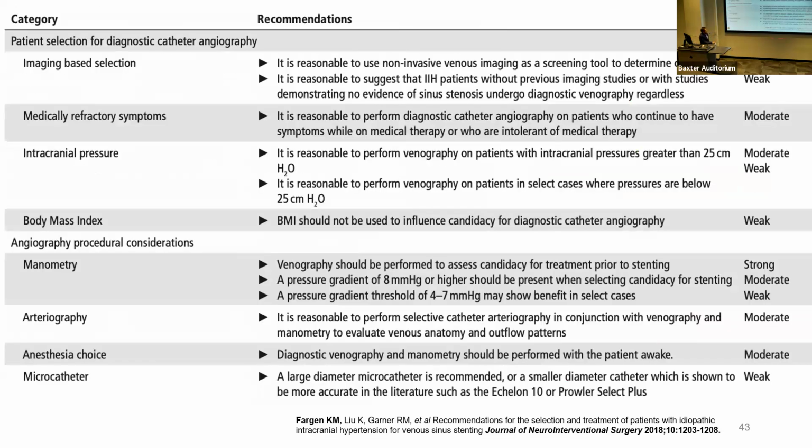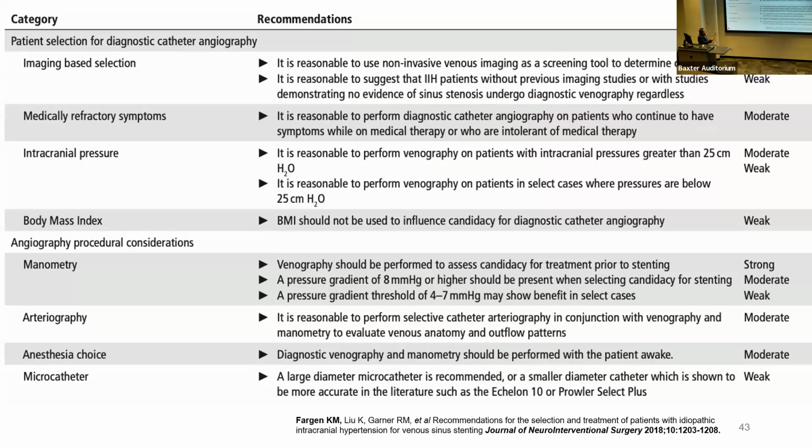And these are kind of the recommendations from some of the societies about which patients need neuroimaging. Basically, I will say neuroimaging for all IIH patients. If they have medically refractory symptoms, they will need a venogram with venous pressure manometry. Obviously, all of them need to measure this pressure on LP. Arteriography basically is reasonable to rule out other conditions like a fistula, AVMs.